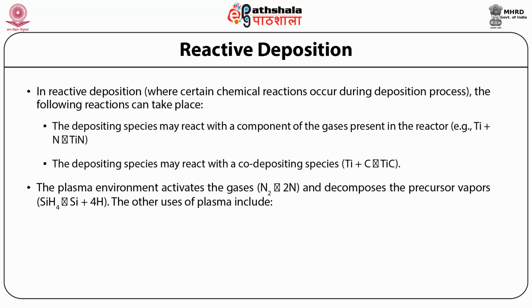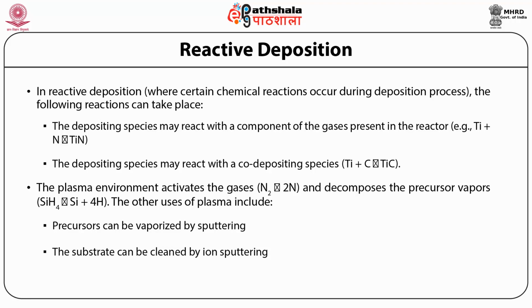The other uses of plasma include: precursors can be vaporized by sputtering. The substrate can be cleaned by ion sputtering. And it can be used to densify the structure and control properties, such as in ion plating.